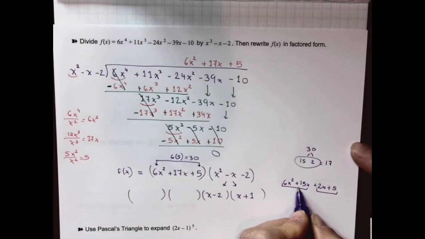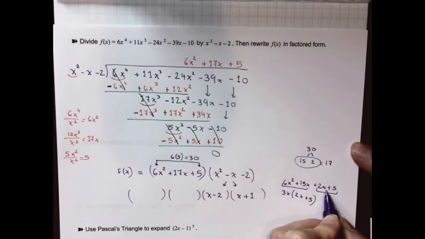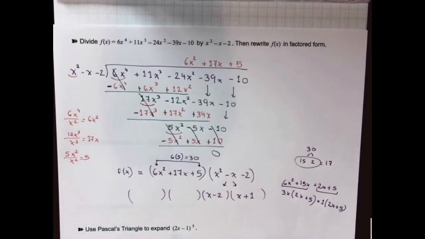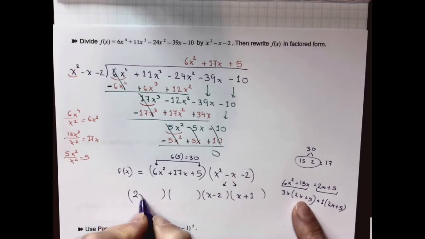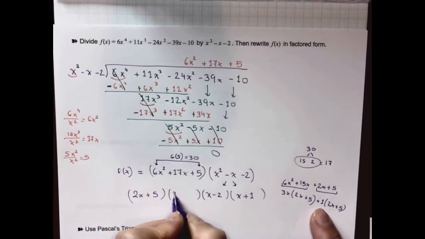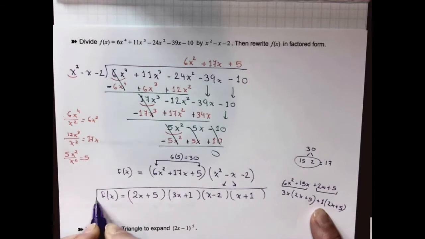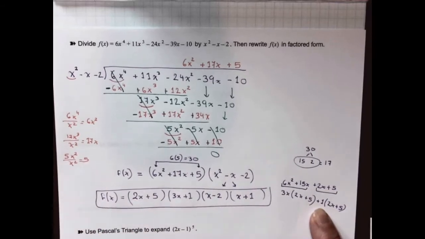So that will be factor out of 3x, be 2x plus 5. And this here is already 2x plus 5, which is what I want. They have nothing in common, so I just factor out a 1. And so one of my factors will be 2x plus 5, and the other one will be 3x plus 1. And this is my f of x written in factored form.